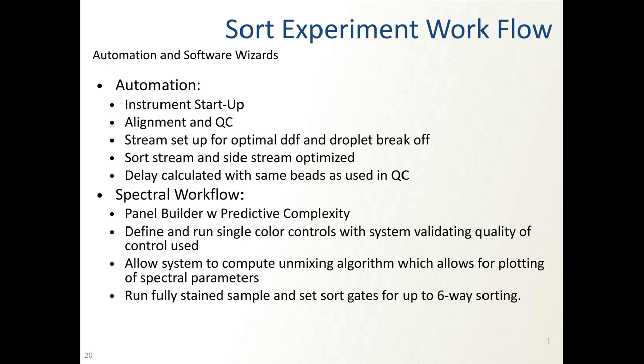So in this system, you fill in the information in the panel builder and run single color controls for each one. As you go through running them, it's like, that's a good control, we'll be able to make a computation based on that, and we're going to give you a green check mark. You just go through the system doing that. And then the system unmixes it and plots it all out. Now your parameters are spectrally defined. They're no longer defined by a given filter. They're defined by the actual unmixed curve. And then we would go ahead and run the fully stained sample, set up our gates, and we did a 6-way sort. This is really a proof of principle sort.